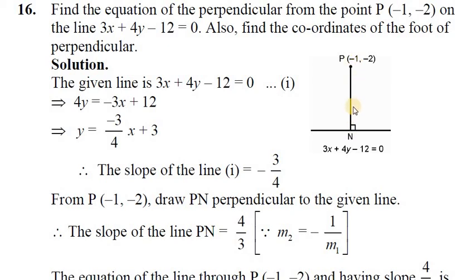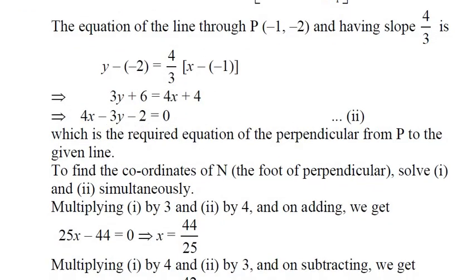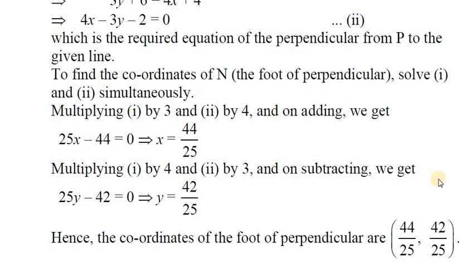So the equation of PN we know, the equation of this line we know. Just algebraically, if we solve these two lines, then we can have the point of intersection, and the point of intersection is the foot of the perpendicular.